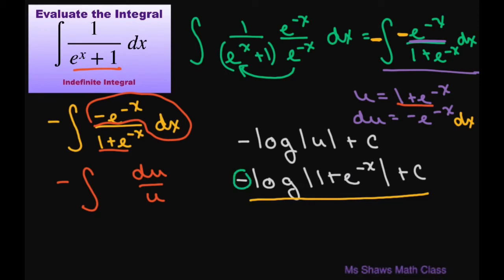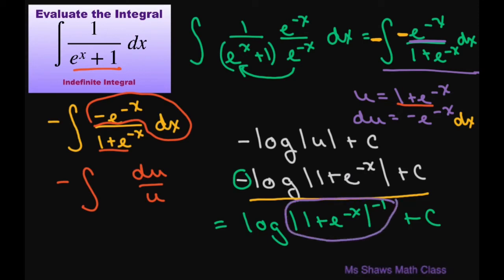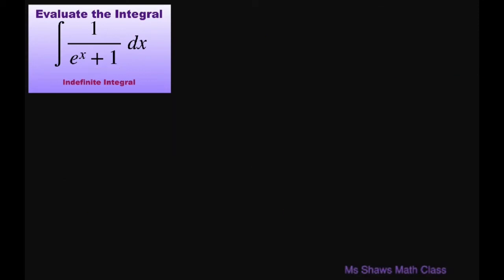So using your power property, I can move this negative here. So I can write this as log of absolute value of 1 plus e to the power of negative x, to the power of negative 1, plus c. And then the next step is I'm going to put this in the denominator because of this negative 1. So if you do that, you're going to get this equals log of 1 divided by absolute value of 1 plus e to the power of negative x plus c. You can leave the answer that way.